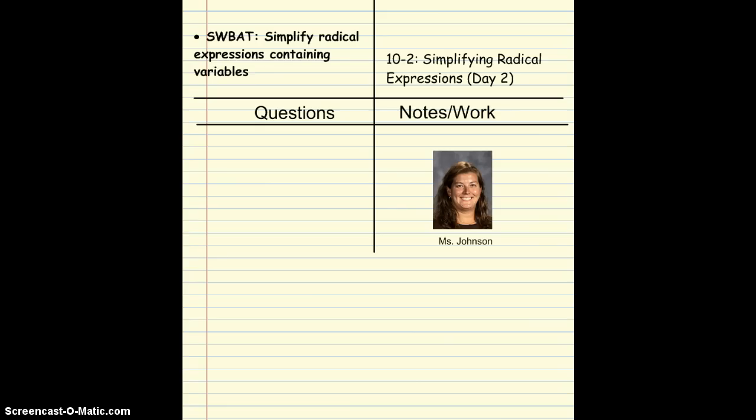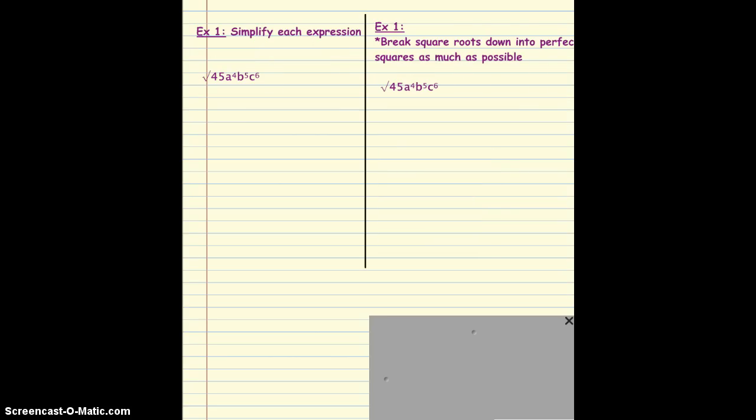Today we are going to continue to simplify expressions with radicals and square roots, but we're also going to do expressions that contain variables. Alright, so let's start off with example 1. We have the square root, and the square root should go all the way across. Square root of 45, a to the 4th, b to the 5th, c to the 6th.